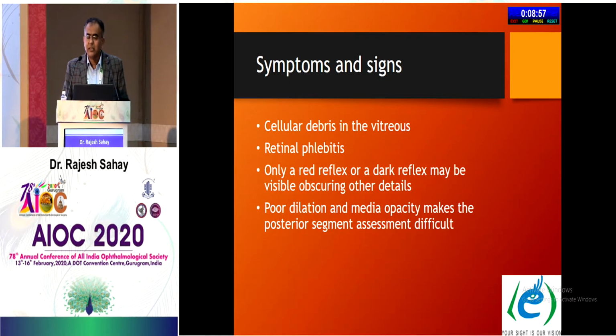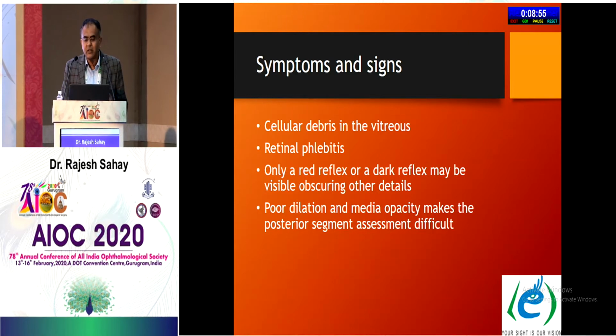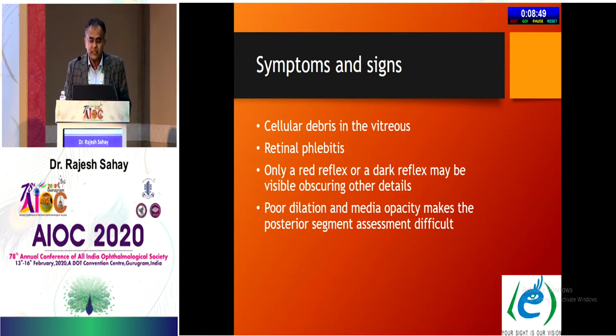When you try to look beyond that, you'll have cellular debris in the vitreous. If you could see them, retinal phlebitis is the first sign of endophthalmitis. In a few cases, only a red reflex or a dark reflex may be visible, obscuring all the other details. There will be poor dilatation, and media opacity makes the posterior segment assessment very, very difficult.